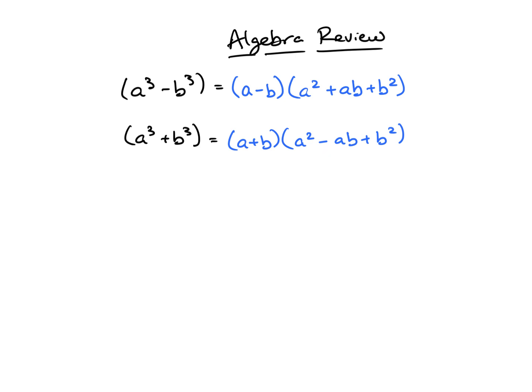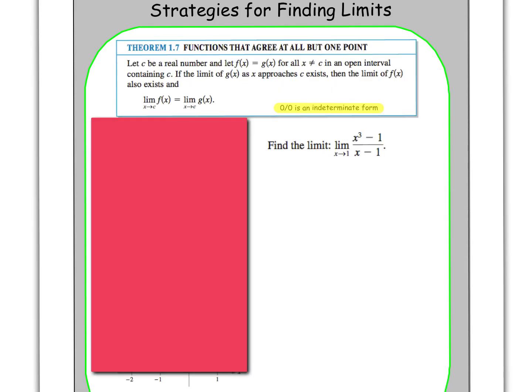All right, Lucas is going to read this part for us. Here we go. Let c be a real number and let f of x equal g of x for all x not equal to c in an open interval containing c. If the limit of g of x as x approaches c exists, the limit of f of x also exists, and the limit of f of x as x approaches c equals the limit of g of x as x approaches c. All right, fantastic.